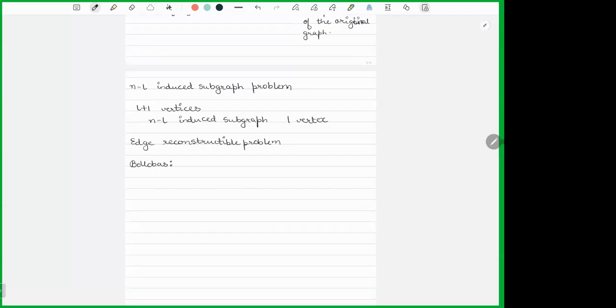Do you know what asymptotic means? If we look at it asymptotically, almost all of the graphs can be reconstructed using just three cards.